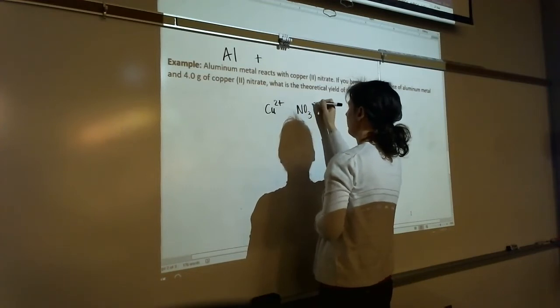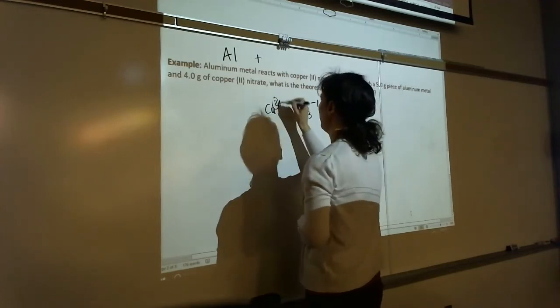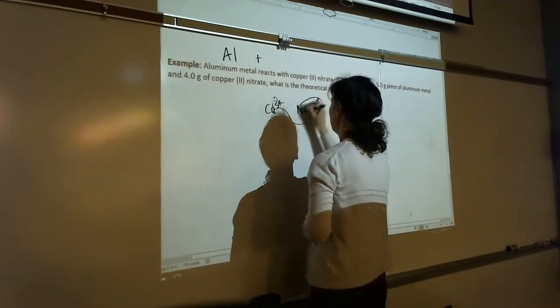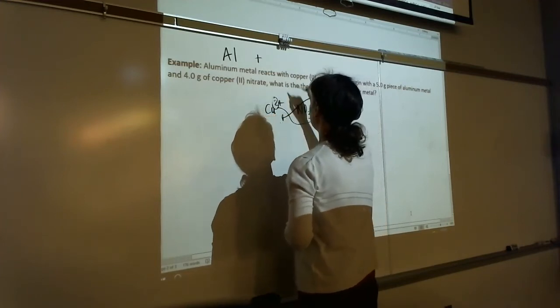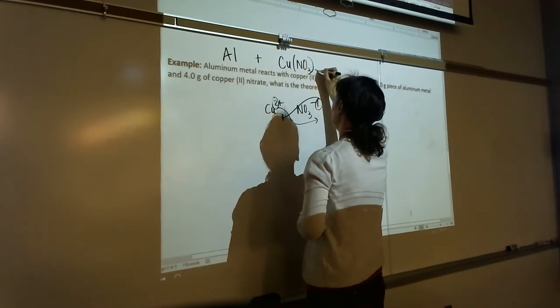NO3 with what charge? -1, right? So when we crisscross these, we get CuNO3 2.